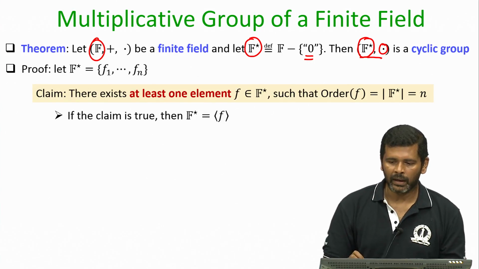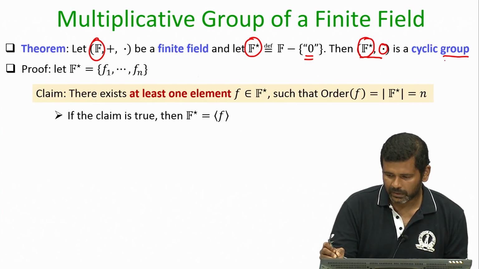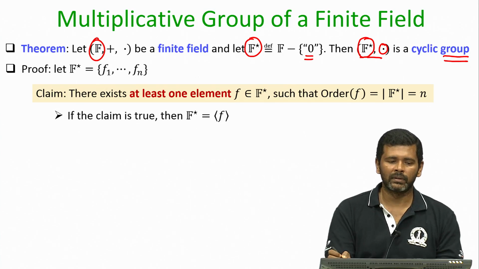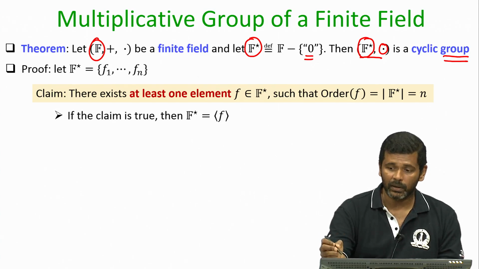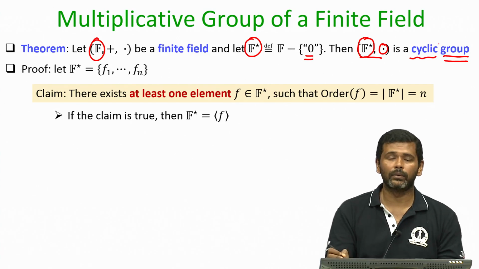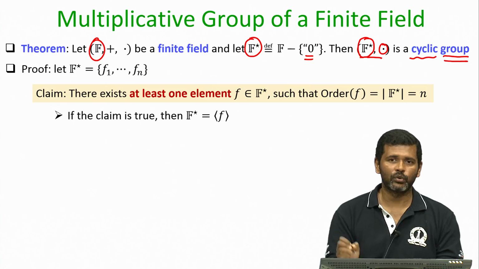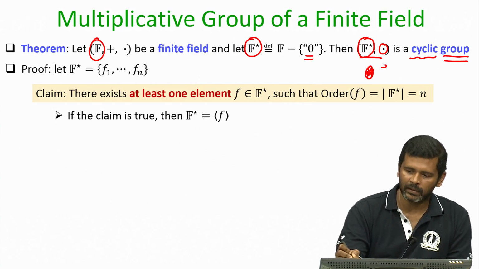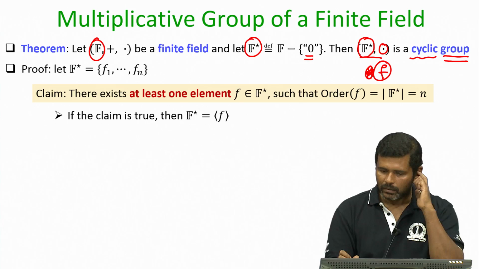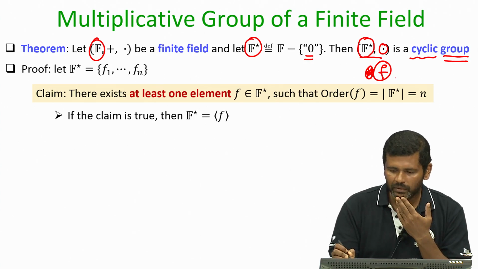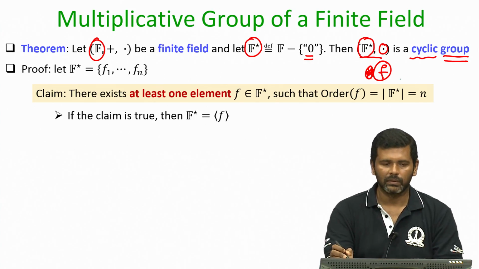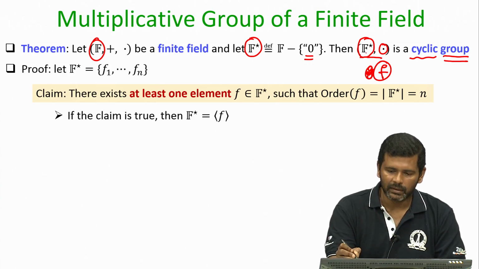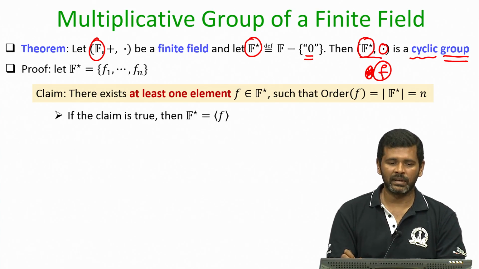Okay. And of course, it constitutes a group that comes from the properties of your field axioms, but what I am claiming here is that it is actually a cyclic group, and by cyclic group I mean that it has at least one generator. That means there exists at least one special element, say f here, such that all the different powers of f will give you the elements of the set F star.